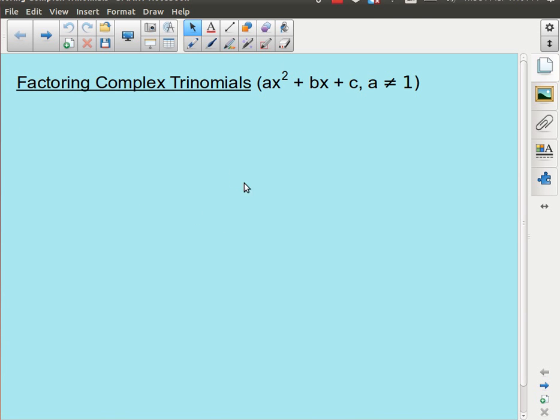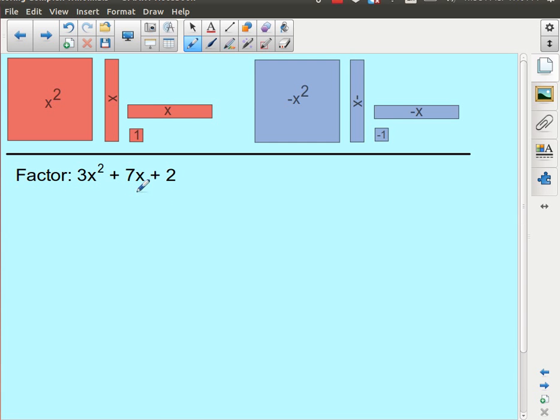For this lesson, we're going to continue with our work on factoring, and in particular factoring trinomials that are complex. And that means that the coefficient in front of the x squared term is not going to be 1. We've done factoring of simple trinomials in a previous lesson, and in that case the a value was equal to 1. So now we're going to look at more complex examples.